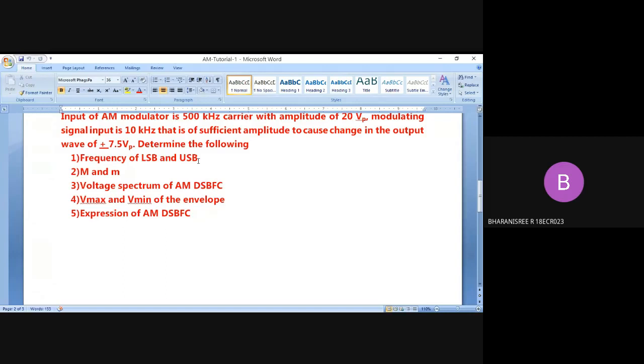Hello? Yes, sir. What does your equation number 11 say? VAM of t equals Ac cos 2 pi fc t plus m Ac by 2 into cos 2 pi (fc plus fm) t plus m Ac by 2 into cos 2 pi (fc minus fm) t. Okay, right. So I can do one thing for better understanding.